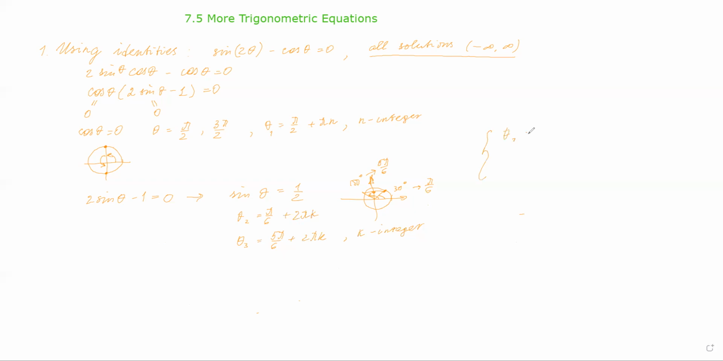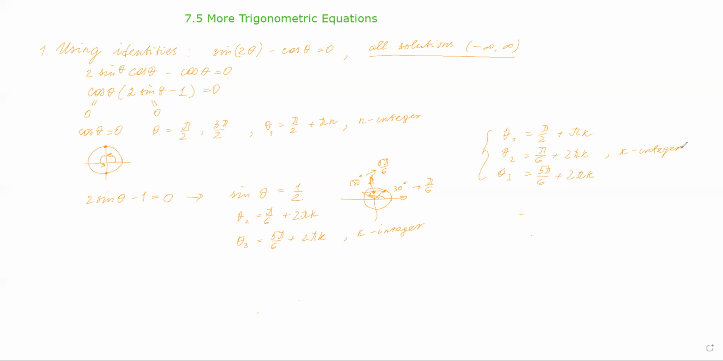So theta 1 equals pi over 2 plus pi k. I'm going to use k instead of n, just to have k everywhere, okay? Theta 2 equals pi over 6 plus 2 pi k, and theta 3 equals 5 pi over 6 plus 2 pi k, and k here is an integer.